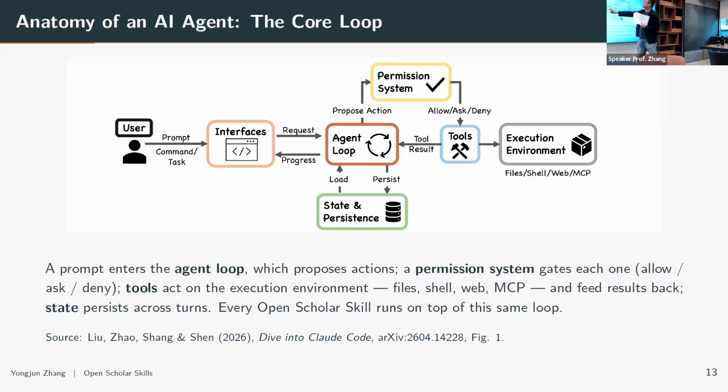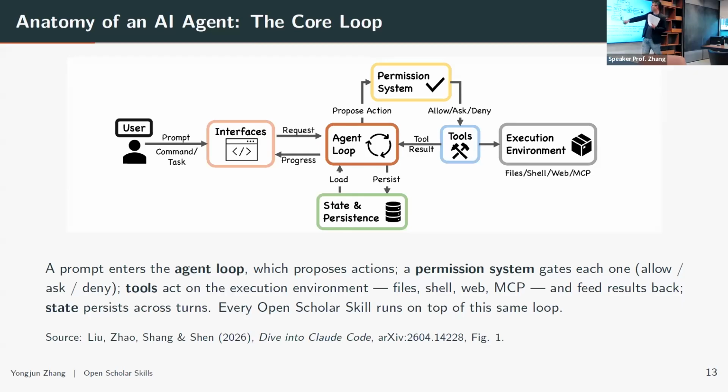So here's the whole pattern. The user gives a prompt, and there's the agent loop, powered by large models. And then a permission system. I know a lot of folks are using Claude Code. The permission system gates each action: allow, ask, or deny. Then tools act on the execution environment, your local environment, accessing your files, shell, web, and MCP, the Model Context Protocol, and feed the results back.